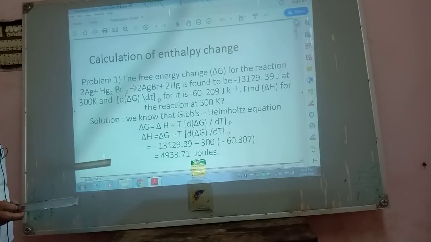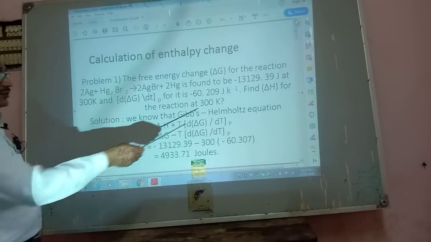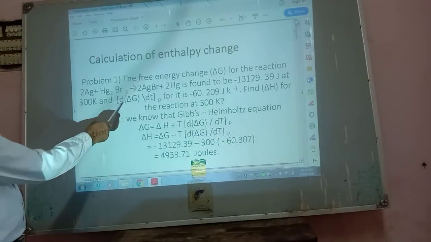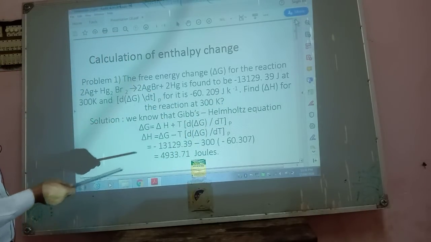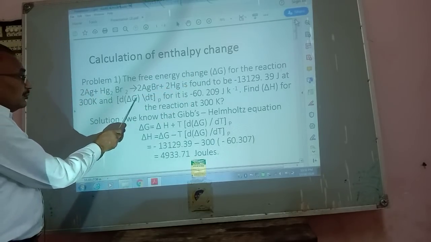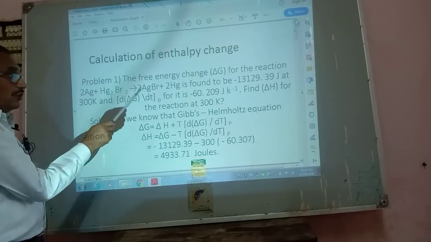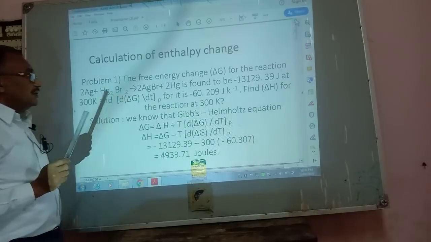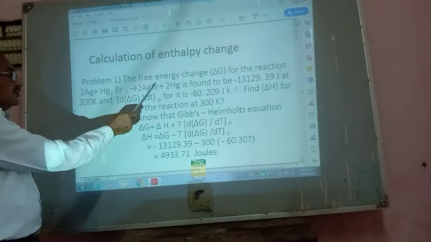Here we want to find out the change in heat content, the change in enthalpy of the system at this condition. Delta G is given and d(delta G)/dT is also given. From this we have to calculate the delta H for this reaction.